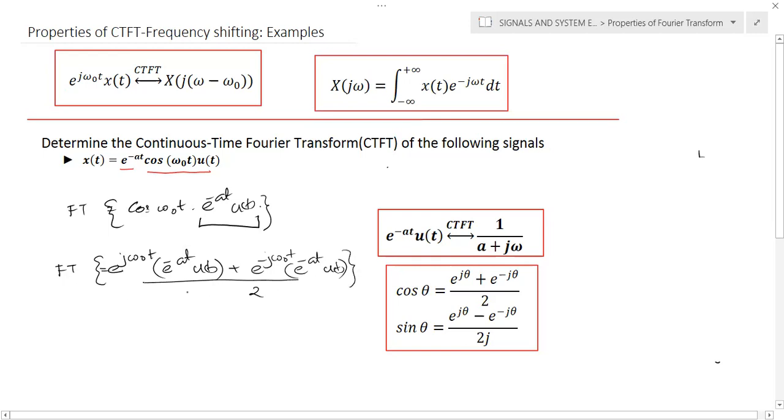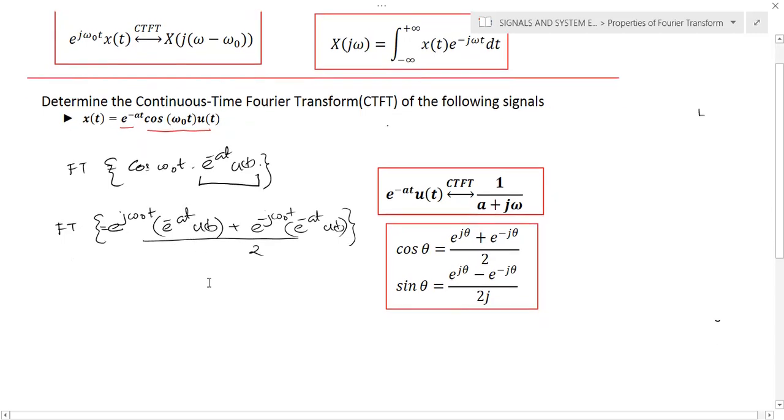Individually, we can find the transform, and finally we can compare. Okay. So if you split this equation, it becomes 1 by 2 the Fourier transform of e raised to j omega 0 t into e raised to minus at into u of t, plus 1 by 2 the Fourier transform of the signal e raised to minus j omega 0 t into e raised to minus at into u of t.